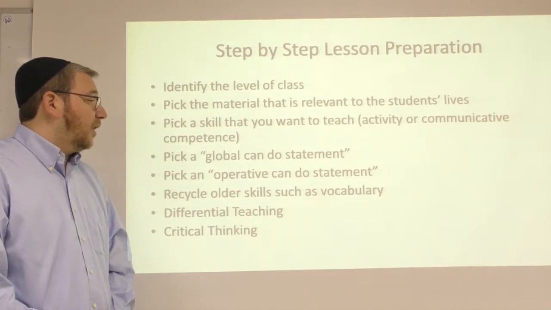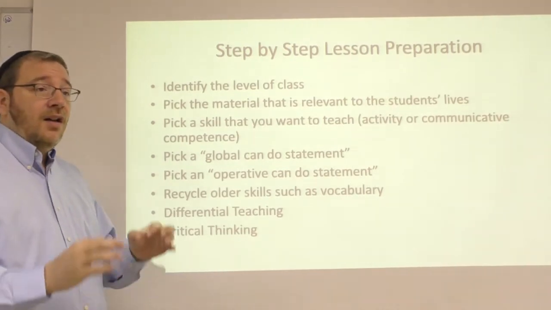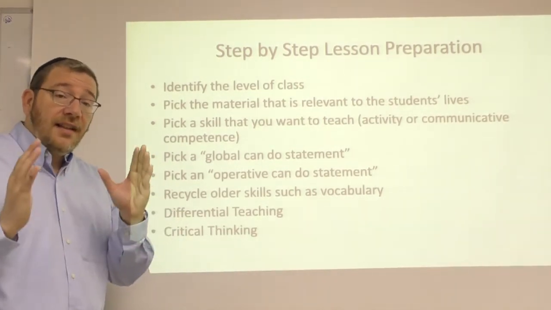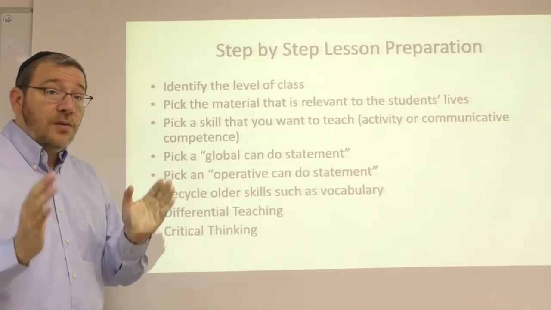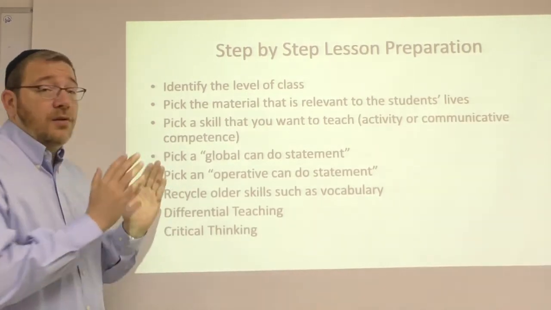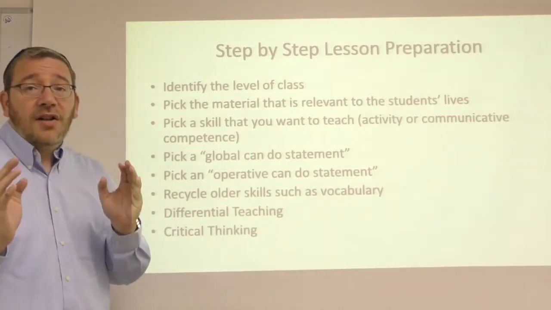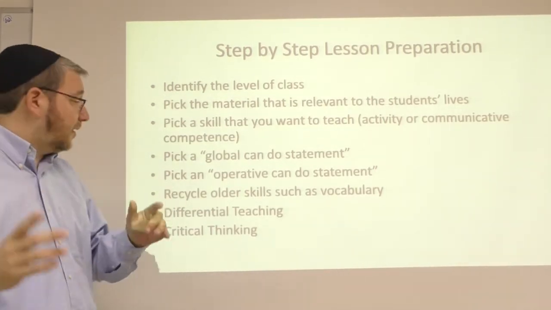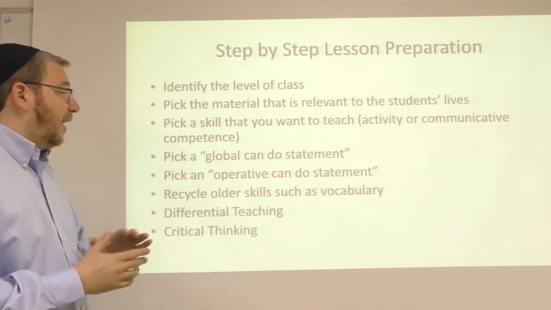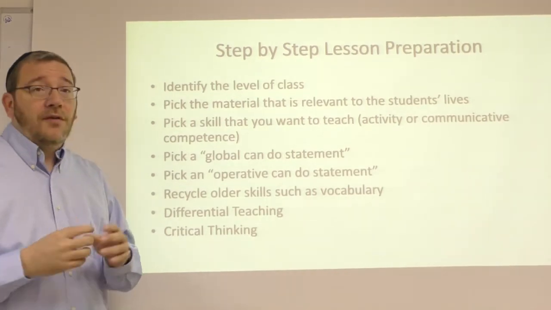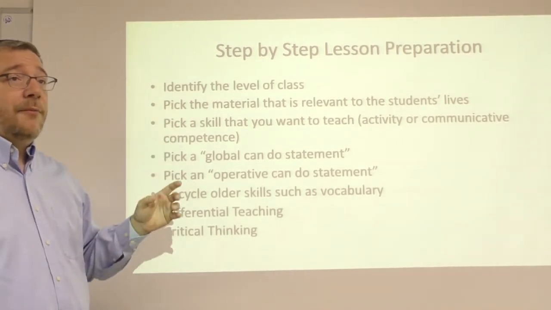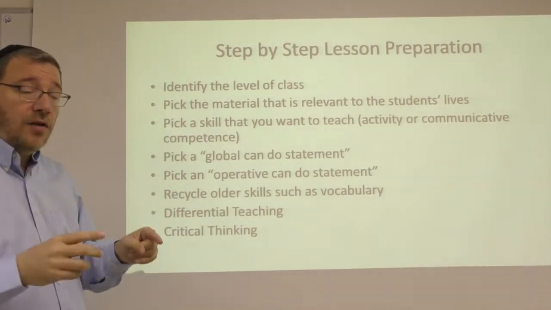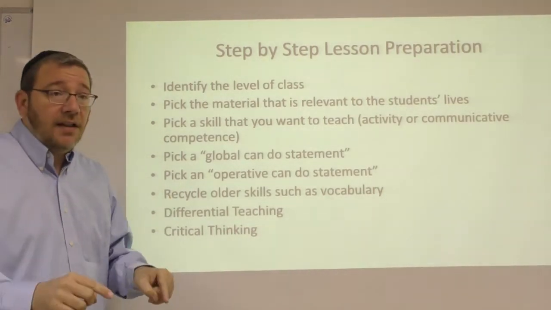Next, pick a global can-do statement, which means you go to the curriculum and there's a list of can-do statements according to the activities and according to the competencies. So pick the global statement you want, then pick an operative can-do statement. The difference between global and operative: global is more general, the operative is a subcategory of the global and it's more specific to your specific class.